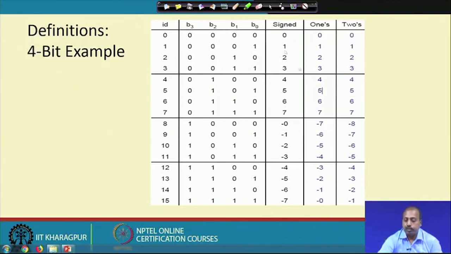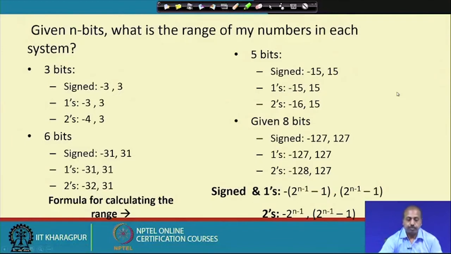Let us see. This is the thing: given n bits, what is the range of my numbers in each system. For 3 bits, signed is minus 3 to plus 3, 1's complement minus 3 to plus 3, 2's complement minus 4 to plus 3. If you are given 8 bits, then signed is minus 127 to plus 127, 1's complement minus 127 to plus 127, 2's complement is minus 128 to plus 127. And this is the rule that I was talking about, the formula for calculating the range.